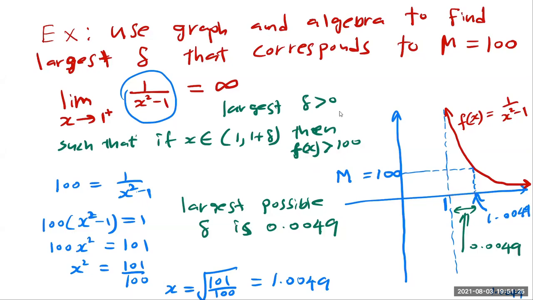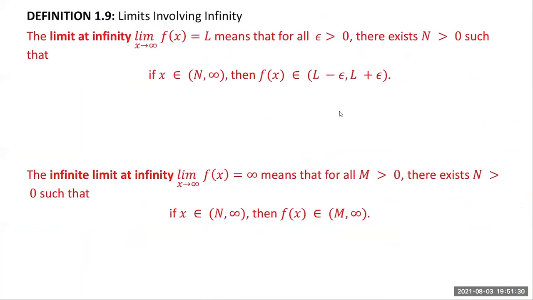All right. Let's move on to the next slide. Now, definition 1.9, which is about the limits involved in infinity. The limit at infinity, that means limit as x goes to infinity of f of x is equal to L, means that for all epsilon greater than 0, there exists N greater than 0 such that if x is in the interval (N, infinity), then f of x is in the interval (L minus epsilon, L plus epsilon).